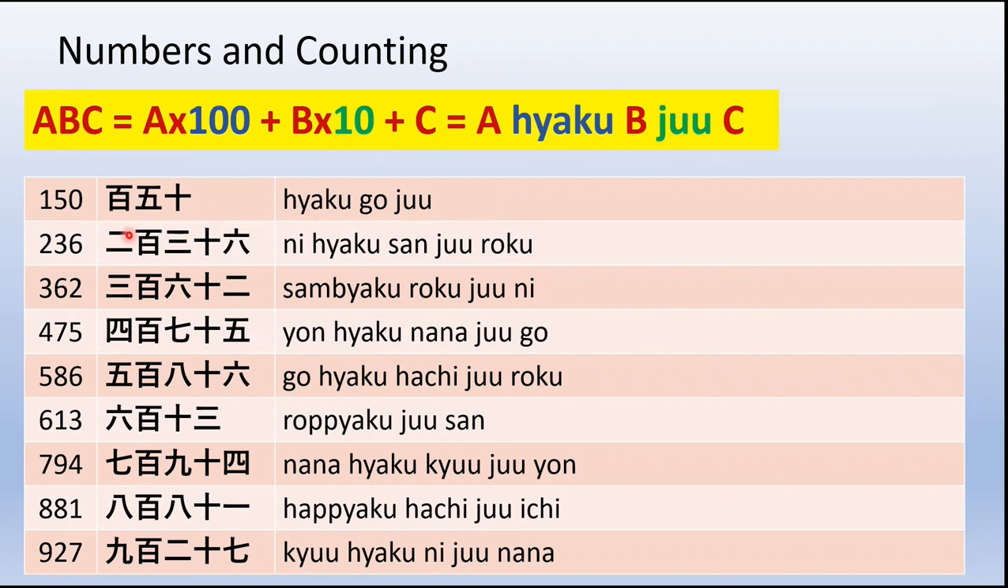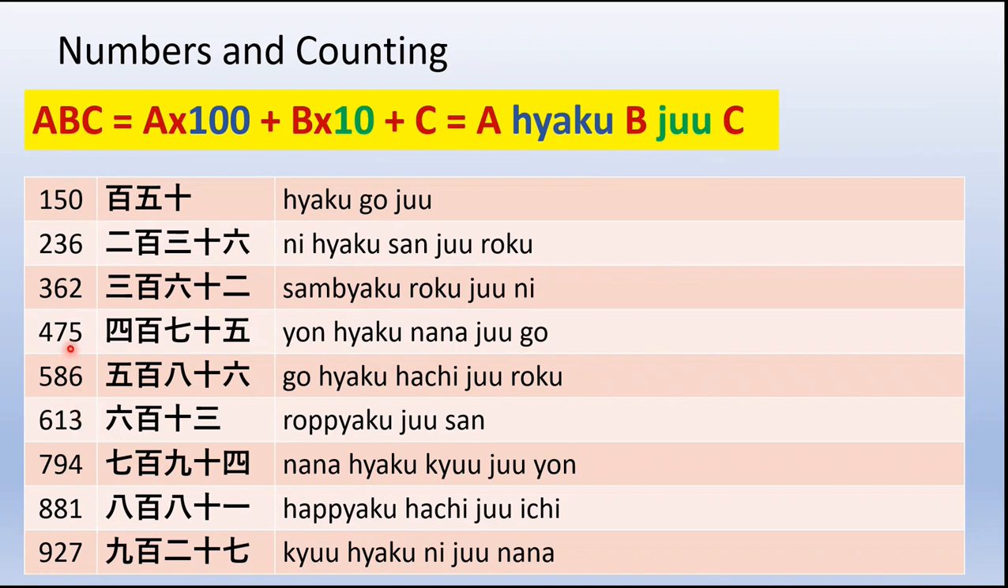So 150 will be called hyaku goju. Then we have 236. 236 will be 200 plus 30 plus 6, which is ni hyaku sanju roku. 200 is ni hyaku, 30 is sanju, and 6 is roku. So ni hyaku sanju roku. Next, 362: here 300, this is 60, and this is 2. So sambyaku rokuju ni.